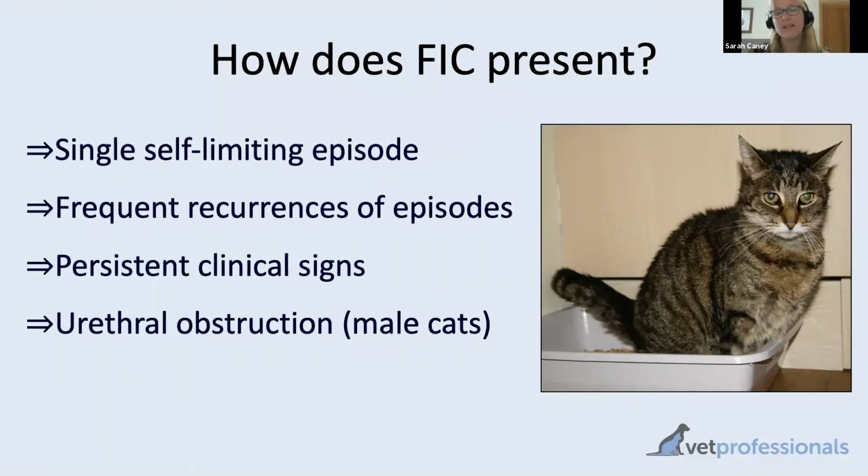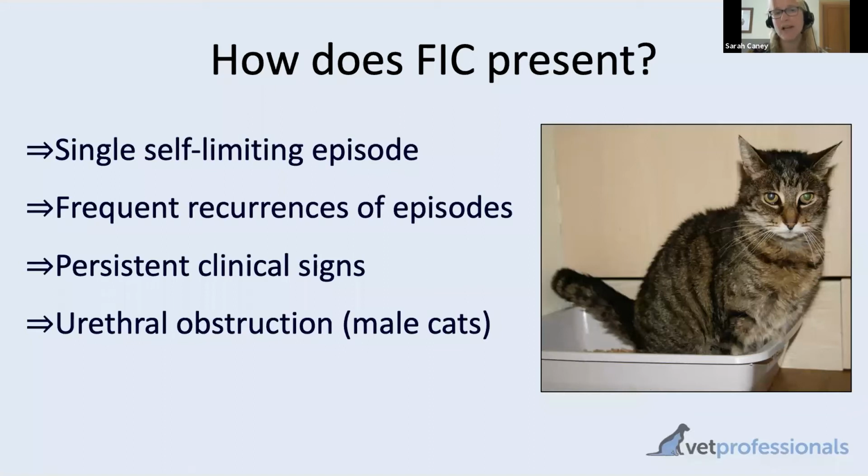But the ways that this condition typically will present will be one of four possibilities as shown here. So some cats will just have a single episode in their life. If you like, that might be the lucky ones with this condition, that for whatever reason it only happens that one time and they never have recurrent issues. But probably more often in terms of our diagnosis of this condition would be cats that have recurrent episodes.